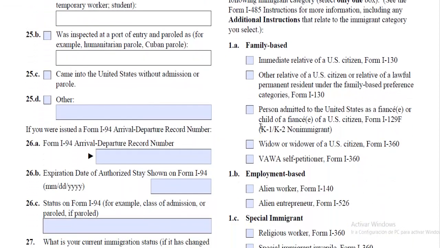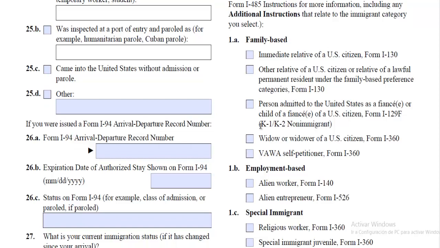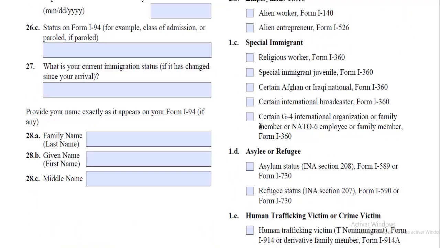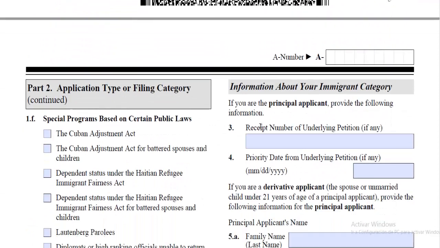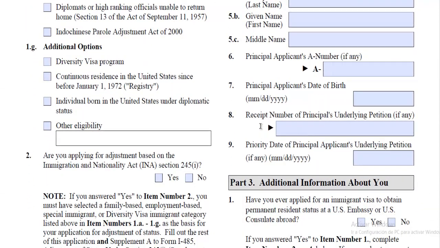Okay, 1B is if an employer has petitioned for you, and so on. With regard to question 2, it asks whether you are applying based on the Immigration and Nationality Act, INA Section 245(i). That's only for people to whom some very old laws apply, allowing them to pay a penalty fee in order to adjust status despite their illegal entry to the United States. Usually it doesn't apply to anyone, but if it does to you, click yes. If not, no.